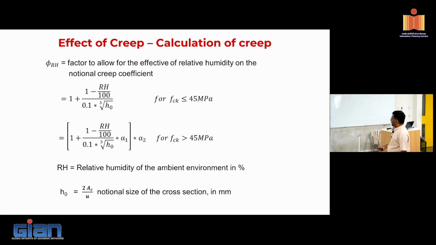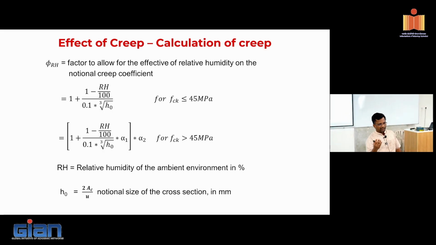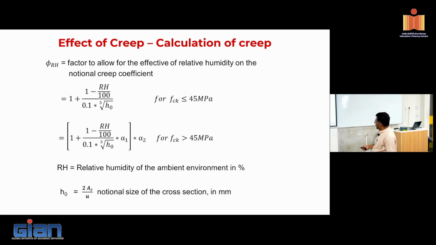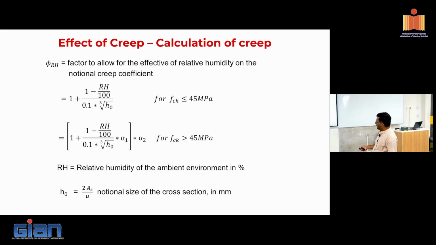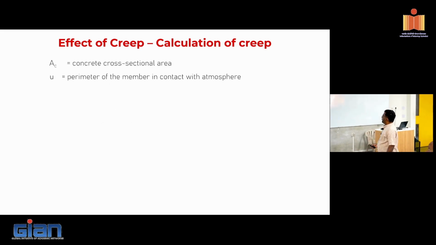So that's what we did. Basically this is what you see. U is the perimeter of a cross section of a member. If I take a unit length, then perimeter becomes your surface area. A0 is your cross section area, so that's a volume. So this is nothing but a measure of volume to surface area. If surface area is less, H0 will be higher, and then the creep will be less, right? So that's what you have here.